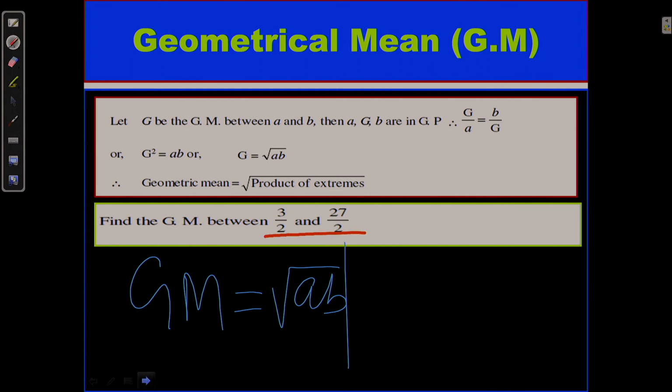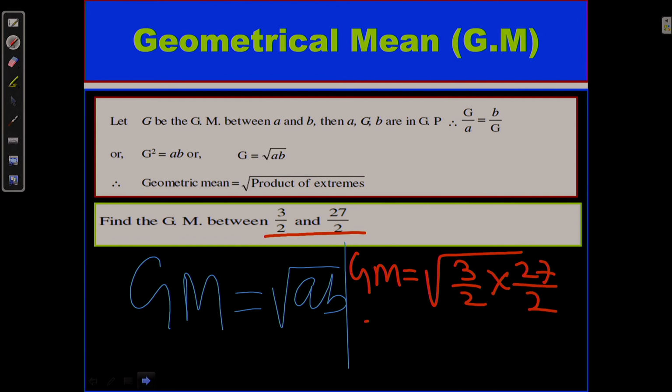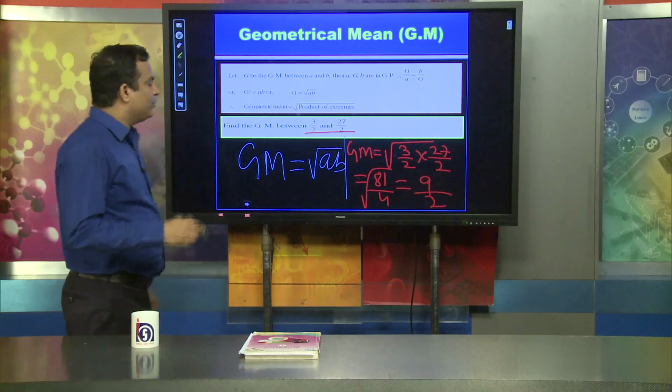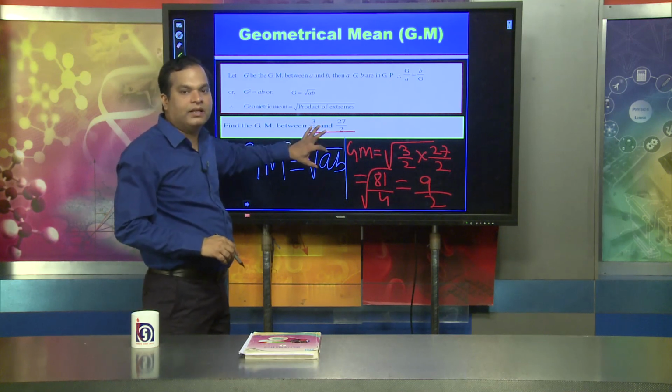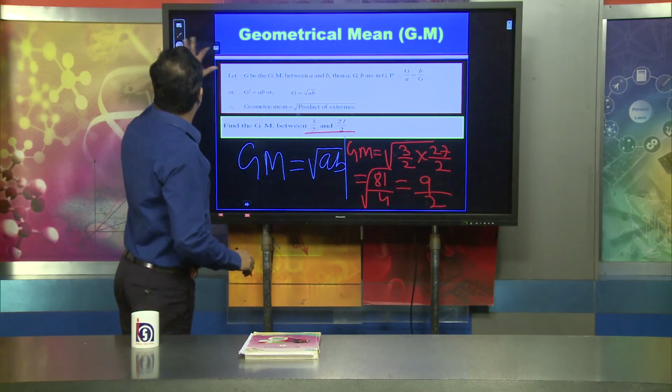Here the geometric mean I can write as the square root of 3 by 2 into 27 by 2. So I can write the square root of 81 by 4, which is 9 by 2. That is a very important thing. We can find the geometric mean by using that formula, square root of AB. Dear learners, let us take another example.